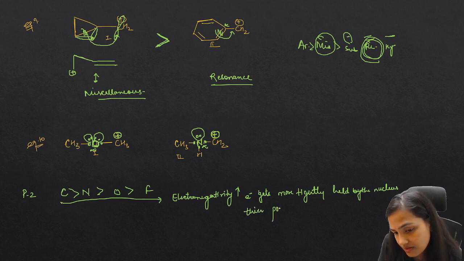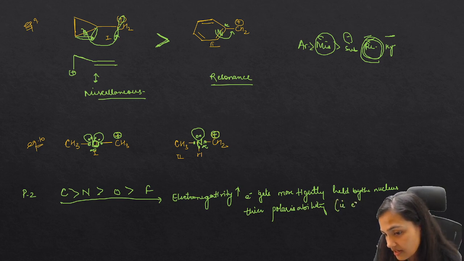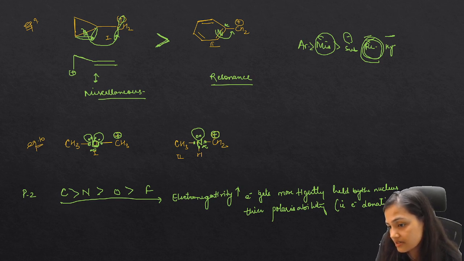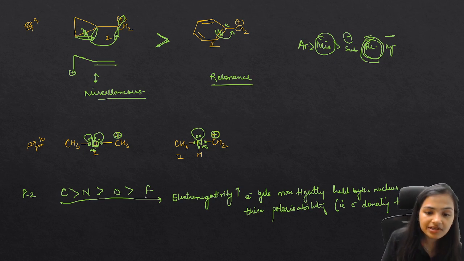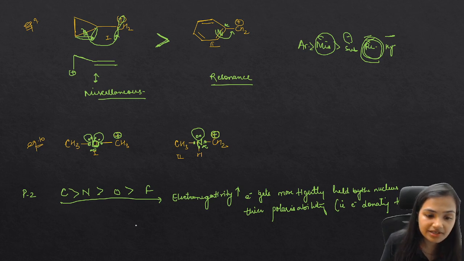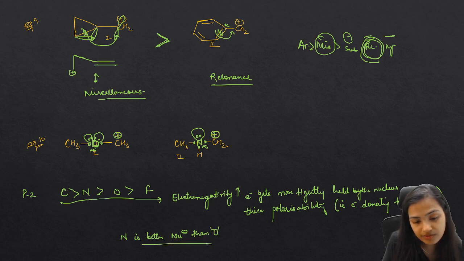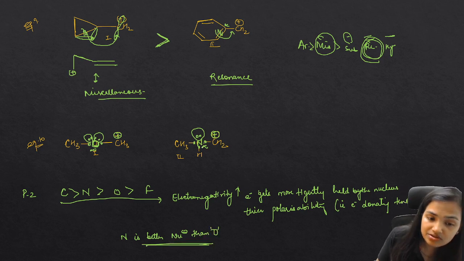Since the electrons will be more tightly held by the nucleus, their polarizability decreases. Polarizability means electron giving tendency. Polarizability, that is electron donating tendency, decreases. Okay, so since the electronegativity increases, the electron giving tendency decreases, so they will not be a better nucleophile. So that's how we can say that nitrogen is a better nucleophile than oxygen. That's the reason.